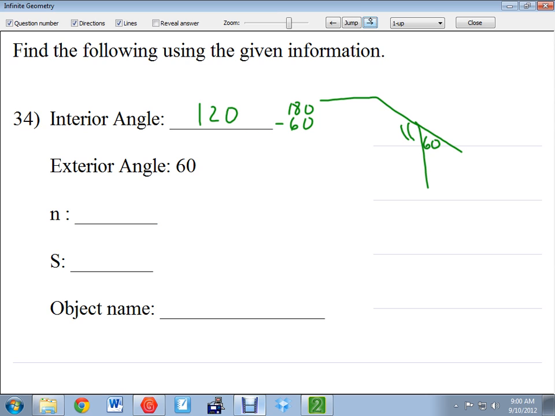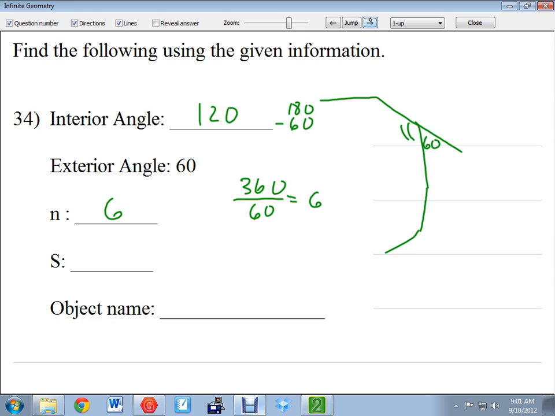Now what we want to do is find the measure of all the exterior angles, which is 360, and we're going to take that and divide it by each exterior angle, which is 60 degrees, and so that will get me a total of 6. Now that is 6 angles, which is the same thing as the number of sides, so we have 6 sides of this polygon.